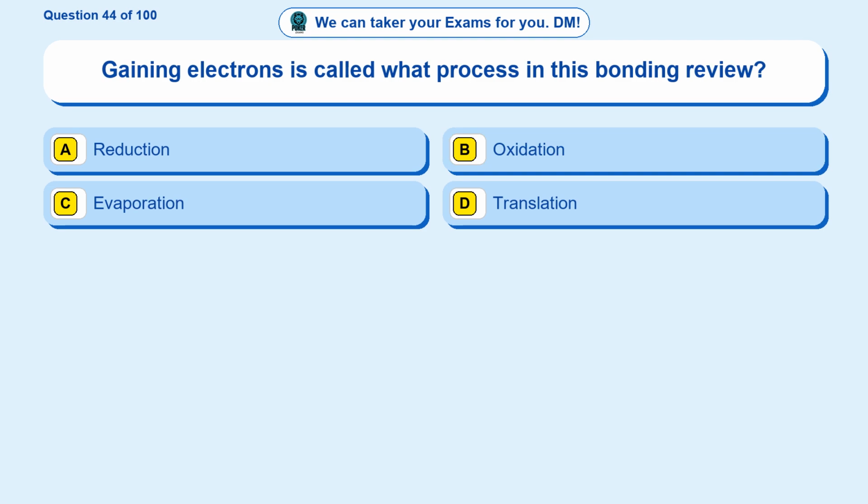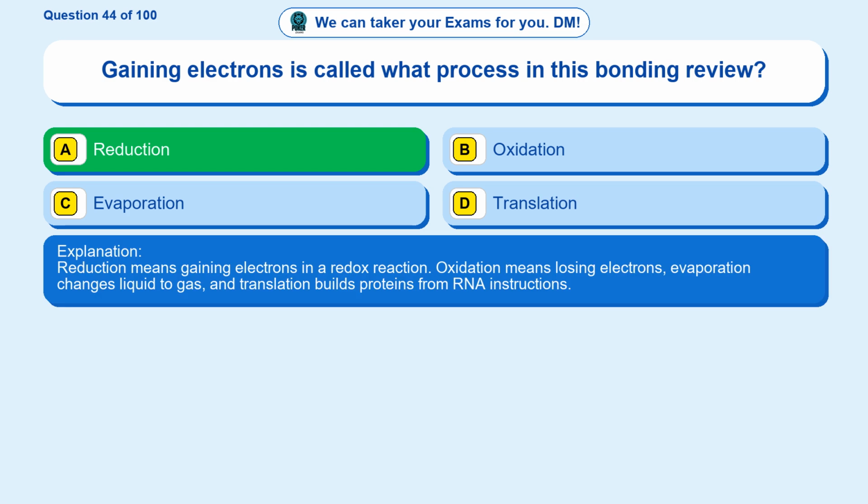Question 44. Gaining electrons is called what process in this bonding review? Option A reduction. Option B oxidation. Option C evaporation. Option D translation. The correct answer is option A. Reduction. Reduction means gaining electrons in a redox reaction. Oxidation means losing electrons, evaporation changes liquid to gas, and translation builds proteins from RNA instructions.